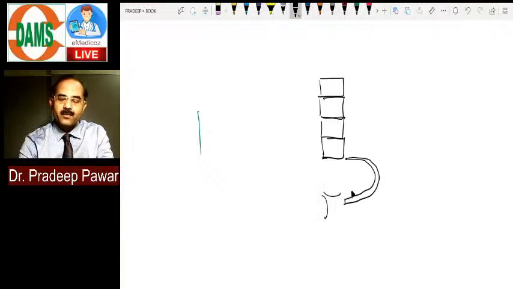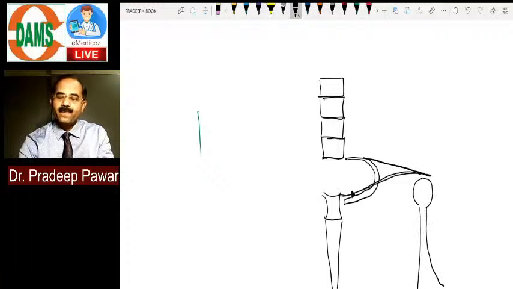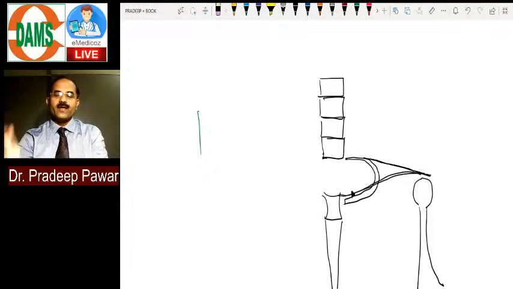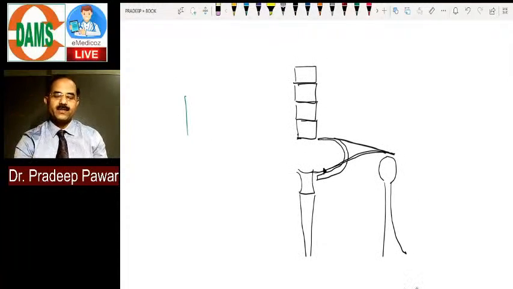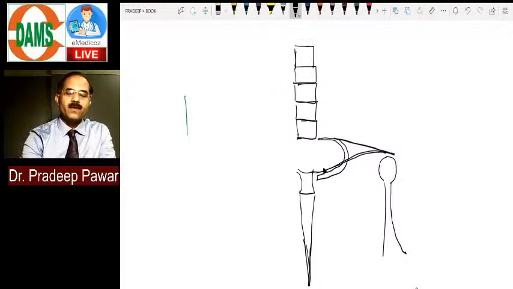Now that's the manubrium sterni. That's the body of the sternum. This is the clavicle here. This is the scapula here from behind. And that's the humerus here. Now this area is the axilla. Fine. I'm just giving an orientation. It's a small demo topic for you.